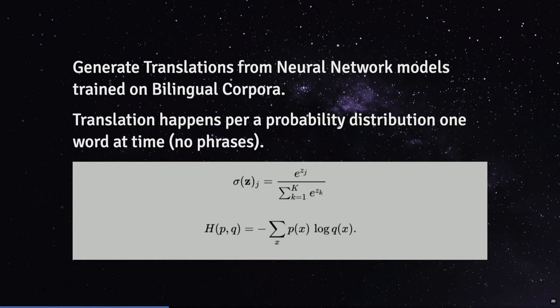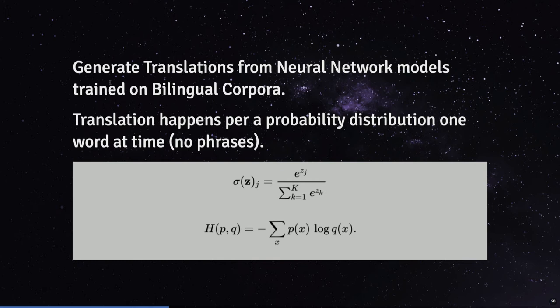But they translate based off a probability distribution. But in this case, we're not doing any kind of phrase-based translations. What we're doing is using a neural network to predict one word at a time what should happen. So these are kind of the important equations to know.